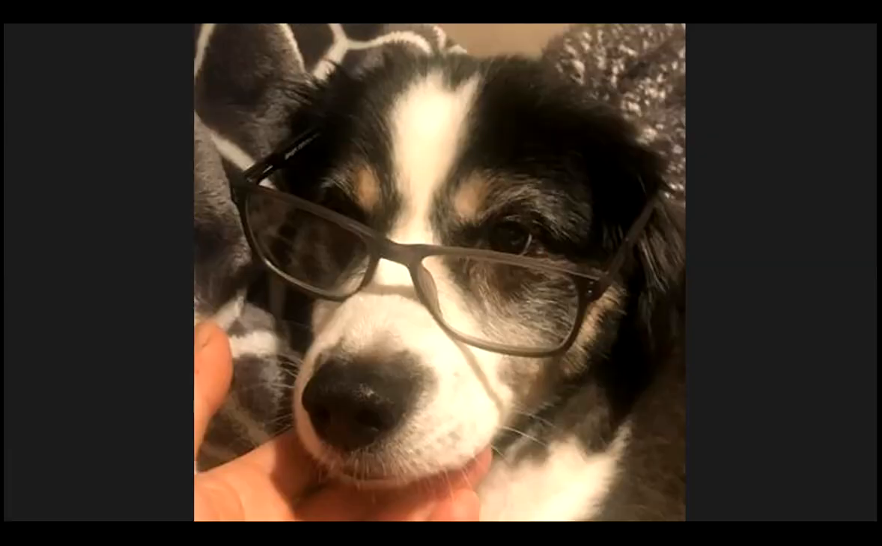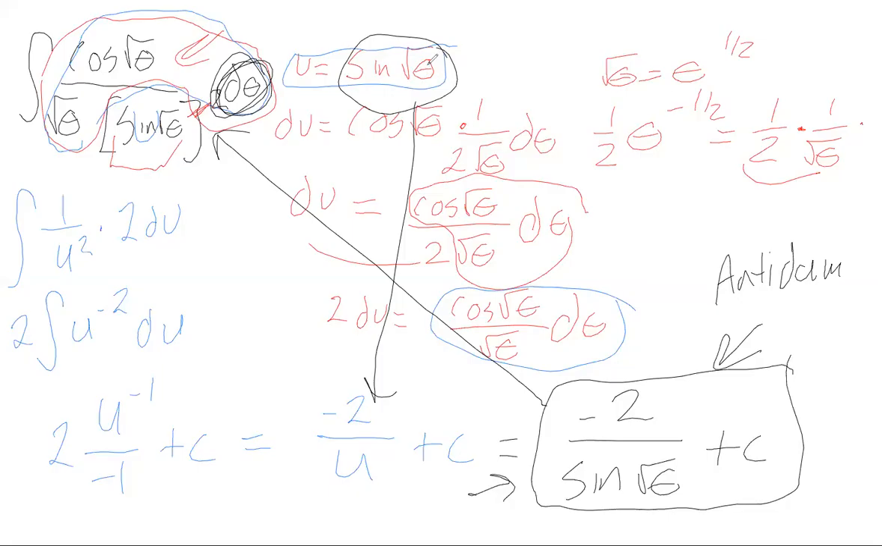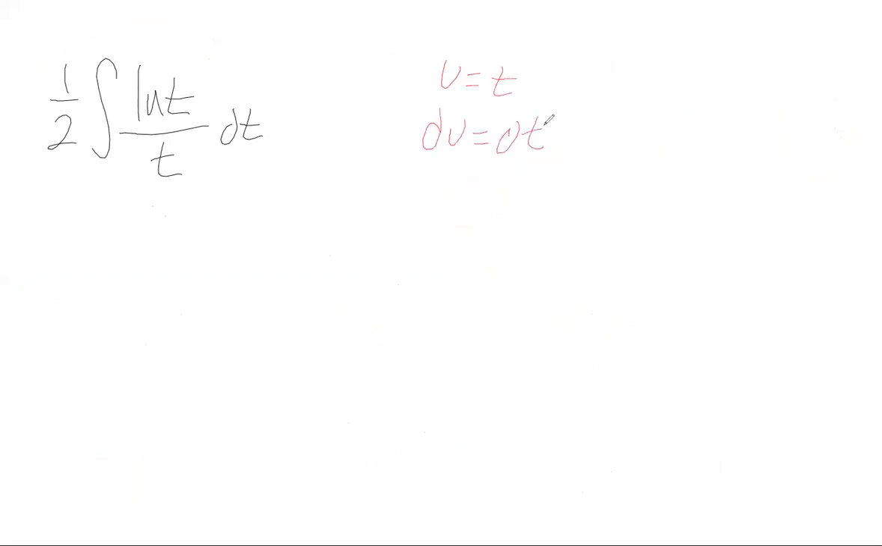So here, if we have 1/2 in front, the natural log of t over t dt, well, the worst thing you can do is do nothing. If you let u equal t, the derivative of that would be du equals dt. That's really going to give you the integral of the natural log of u du, which is great if you know what the antiderivative of the natural log is.